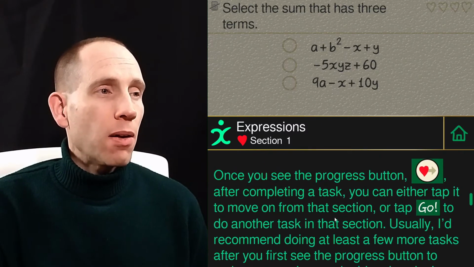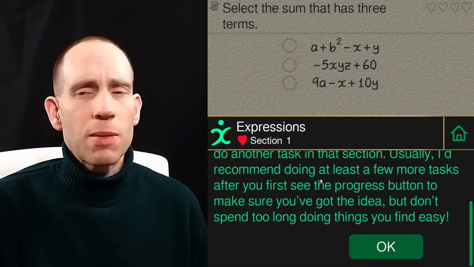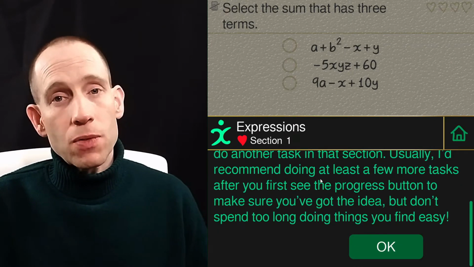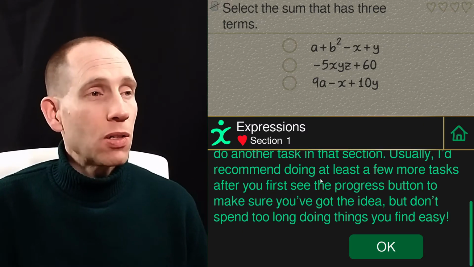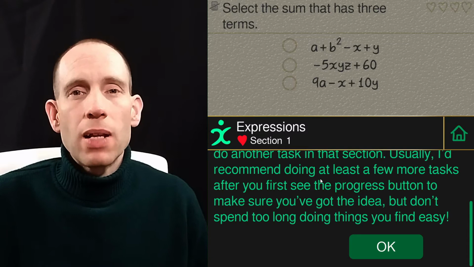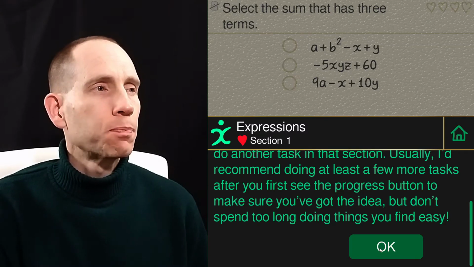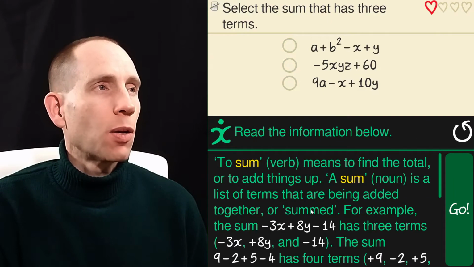And then there's a little bit there, a bit in the introduction about the progress button. If you see the progress button, then you can tap it and move on to the next section. Usually I'd recommend doing a few more questions in that section just to make sure you've really got the idea, but don't spend ages doing stuff that's too easy for you. Okay, let's start the topic then.